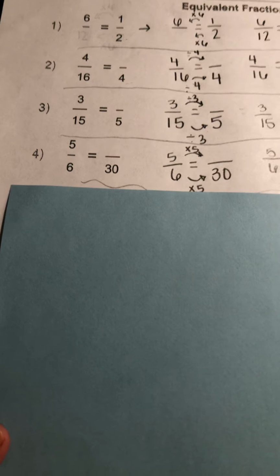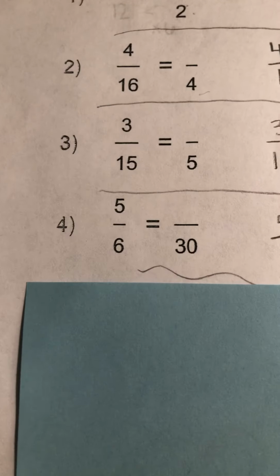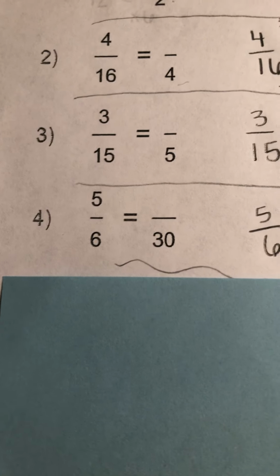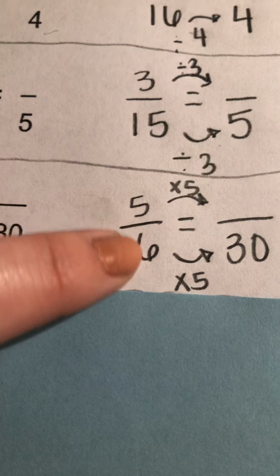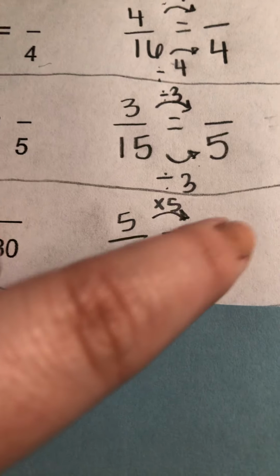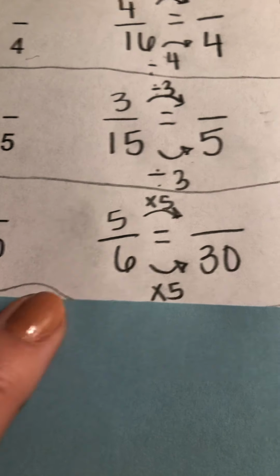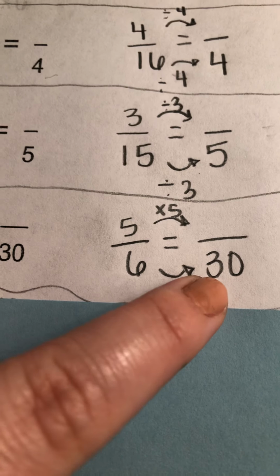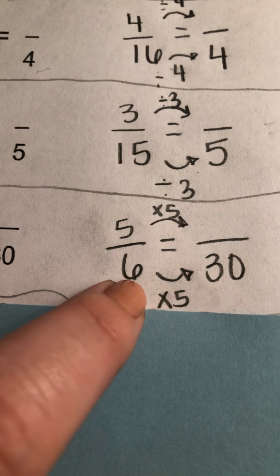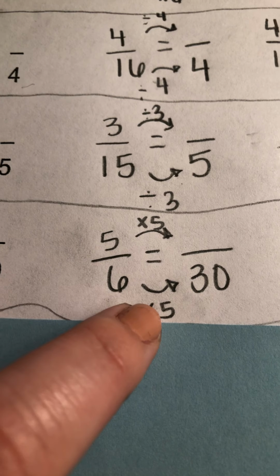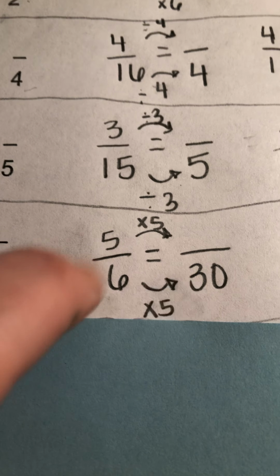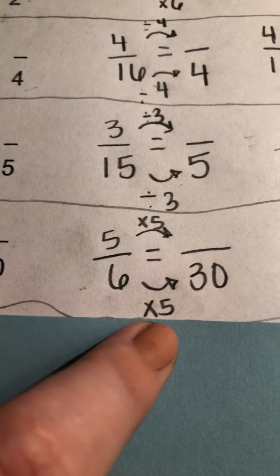All right, number 4. 5/6 equals, and then they have the 30th. So we are going from a smaller number to a bigger number. So this is smaller, and we have to get it to 30. So that means we have to multiply. 6 times something gives me 30. 6 times 5 would give me 30.